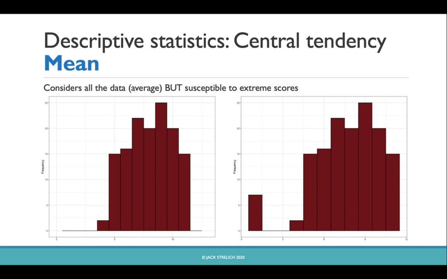Finally, the mean considers all of the data in the sample, but is susceptible to extreme scores. So, for example, the mean of this distribution on the left is 8.02. The mean of this distribution on the right, which is identical except for a handful of scores at the extreme lower end, is 7.68. So here we can see how adding just a handful of extremely low scores decreases the mean.